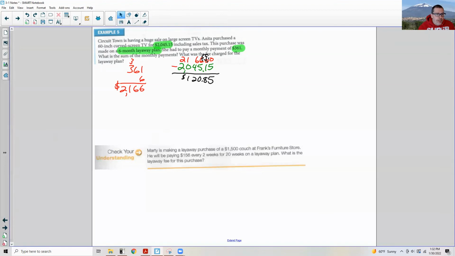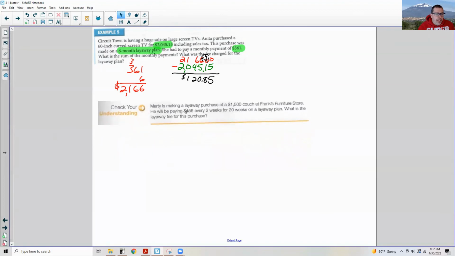Okay, now it says check your understanding. Marty is making a layaway purchase of $1,500, a $1,500 couch at Frank's Furniture Store. He will be paying $156 every 2 weeks for 20 weeks on a layaway plan. What's the layaway fee for the purchase?